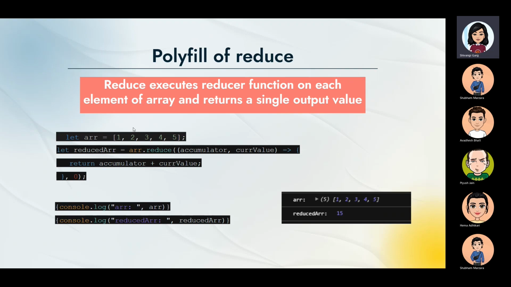And the same operation is performed with 1 as accumulator and 2 as current value. So after the first iteration it will be 3, then the accumulator will be 3 and the current value will be 3, it will be 6, and so on.